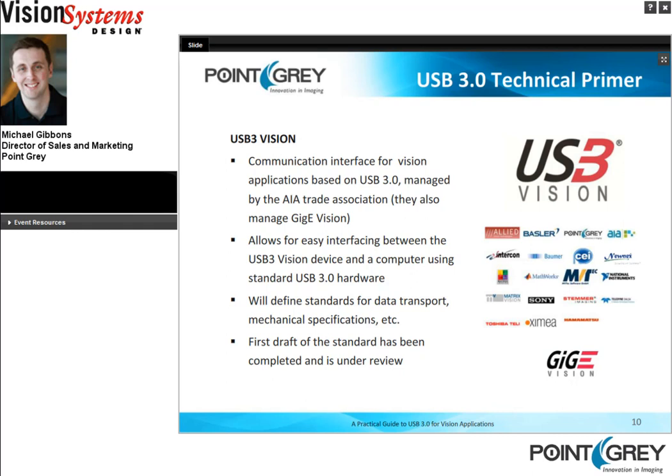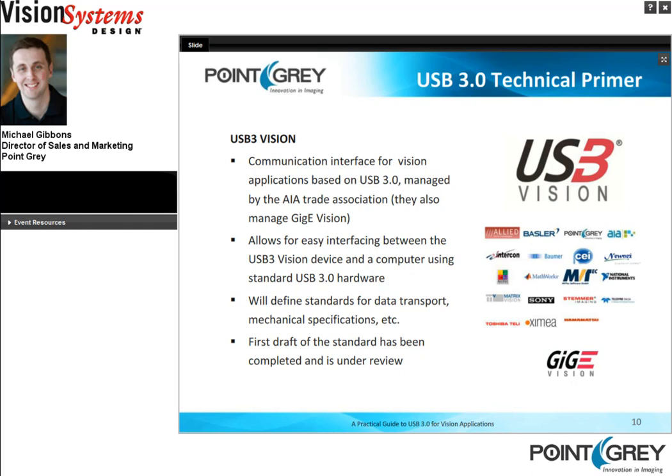So a little bit about USB 3 Vision. Some of you may have heard of USB 3 Vision. Just to give you a bit of quick background, back in September of 2011, most of the major camera, cable, and software companies in the vision industry kicked the standard off, and basically USB 3 Vision was born from that.